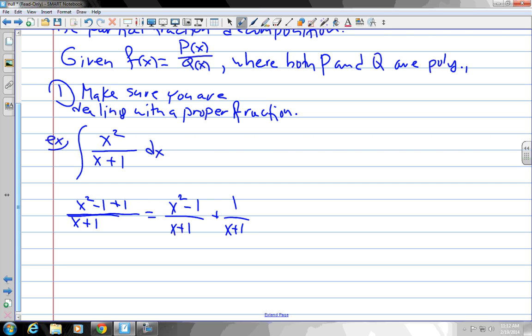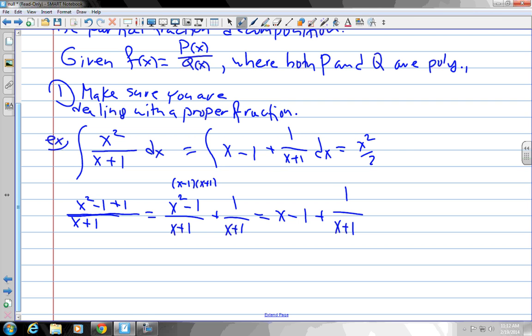And the first one reduces. The first one is x minus 1 times x plus 1, so that reduces to x minus 1 plus 1 over x plus 1. We get the same result as if you do the actual division. So you can always do that kind of fakeage. Just think how to reduce it. So that becomes the integral of x minus 1 plus 1 over x plus 1, and that's easy to do. It's x squared over 2 minus x plus natural log of x plus 1.